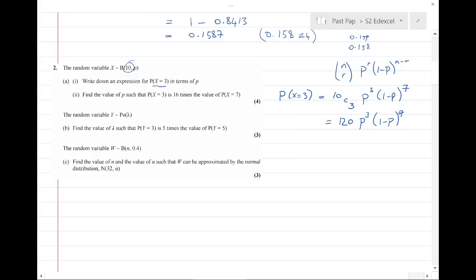Okay, so that's the first question done. The second part to part A says find the value of p such that P(X equals 3) is 16 times P(X equals 7). Whenever we have that, the main thing is that we've got to be very careful that we have the expression the right way around. This P(X equals 3) is 16 times this. So let's get it the right way around: P(X equals 3) is 16 times bigger than P(X equals 7).